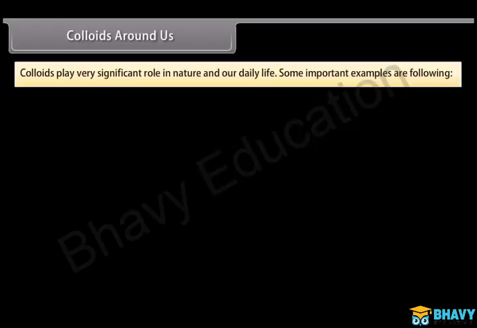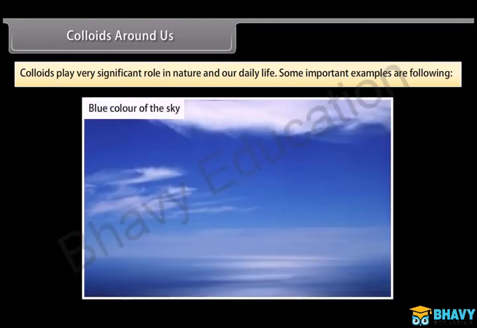Colloids around us. Colloids play very significant role in nature and our daily lives. Some important examples are as follows. Blue color of the sky. It is due to scattering of light by colloidally dispersed dust particles in air that sky looks blue.